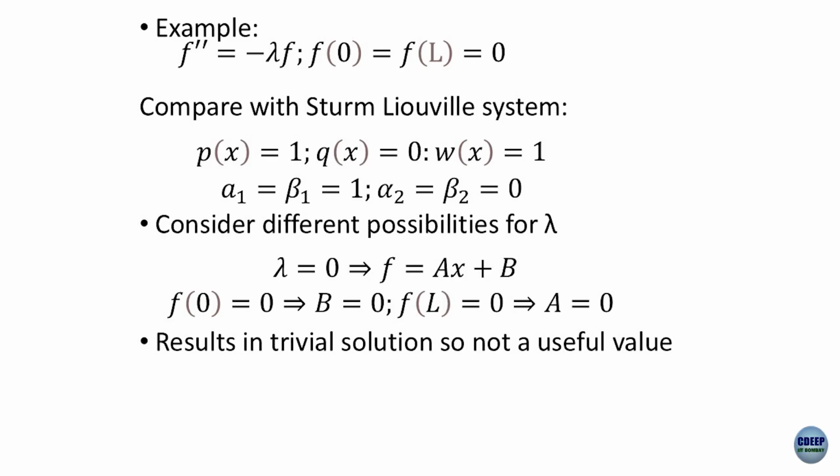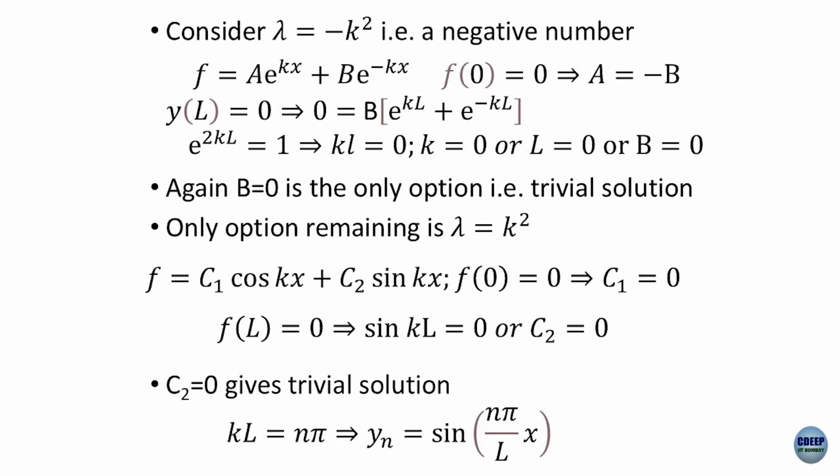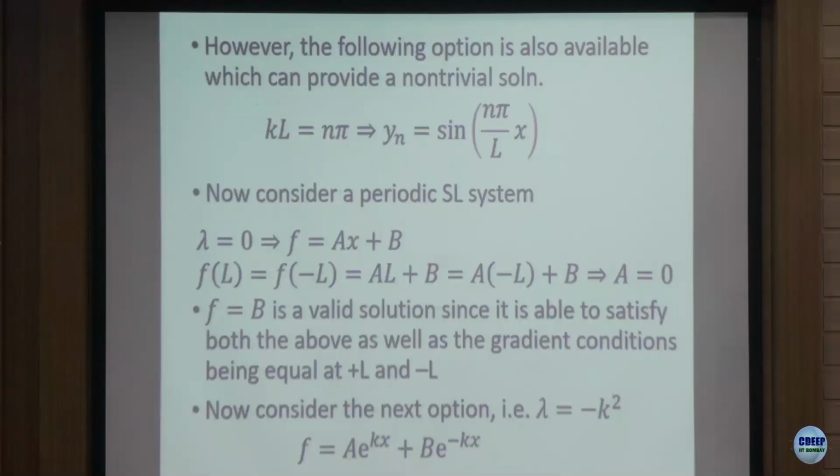So we'll just quickly go through this. We said that lambda equal to 0 comes up with a trivial value, so I'm not going to consider it. Lambda equal to minus k square, again it comes up with a trivial solution, no need to consider it. Lambda equal to plus k square, it's going to show up with the sines and cosines, and you are going to get n pi equal to kL, and that's the solution.